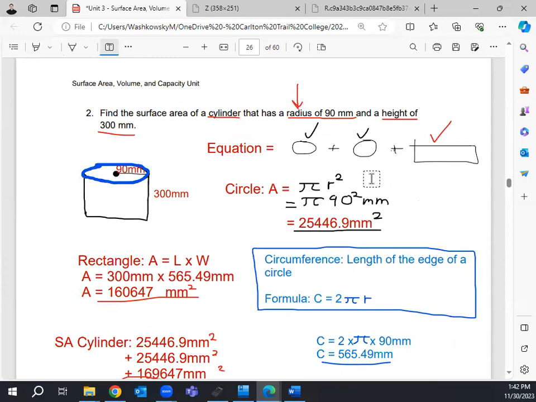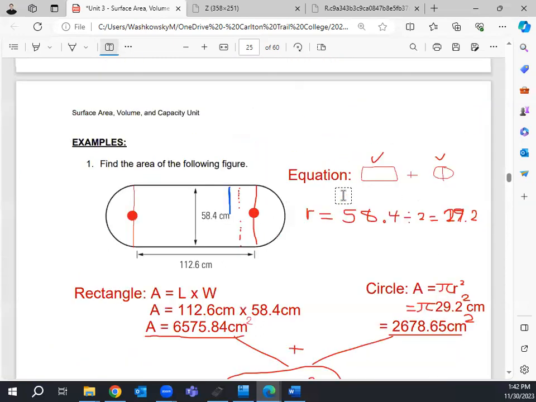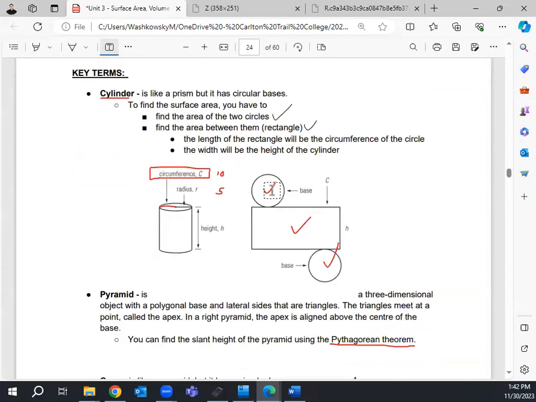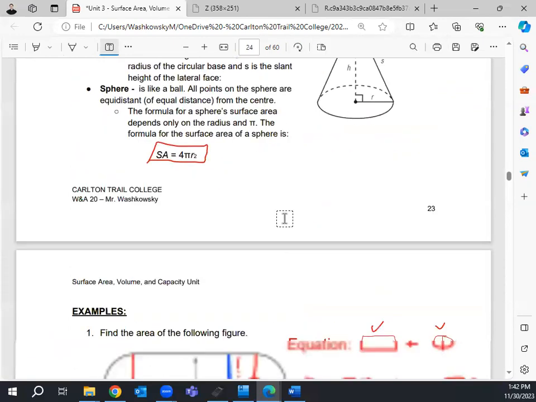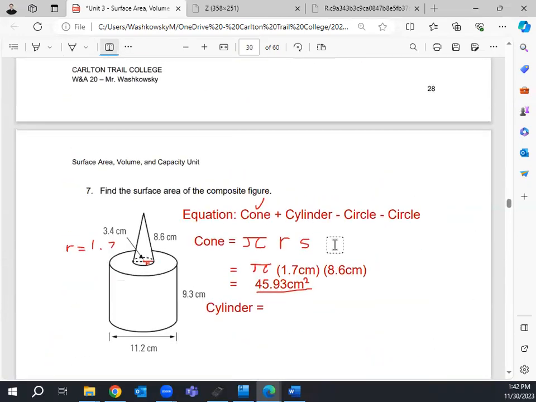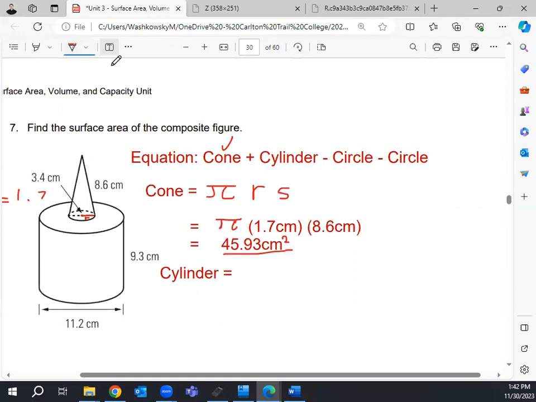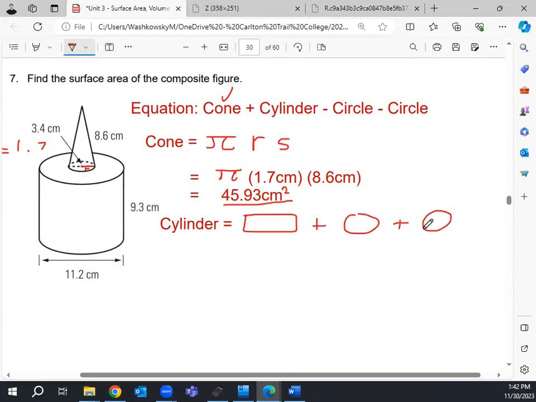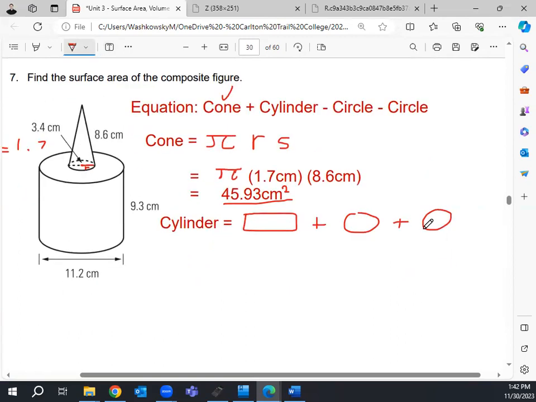It's just circle, circle, rectangle. Right? Again, you think about the net, it's the circles and the rectangle. This part right here. So cylinder is just this. Again, this is why it's really important to keep organized, right? Because now you have an equation within an equation.